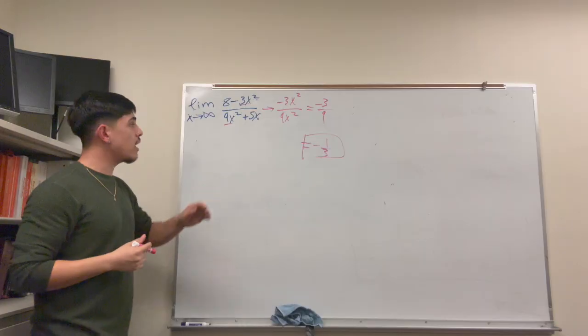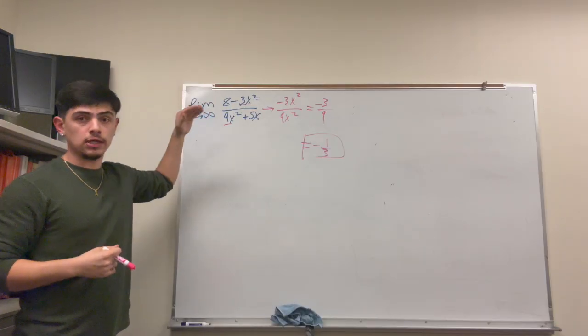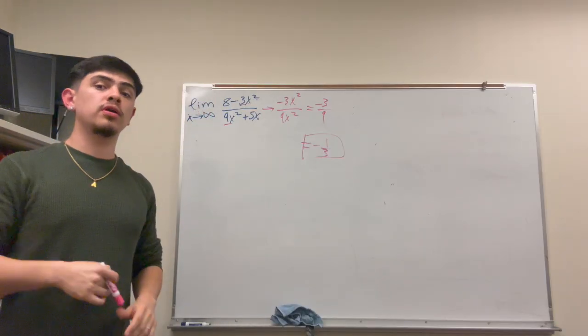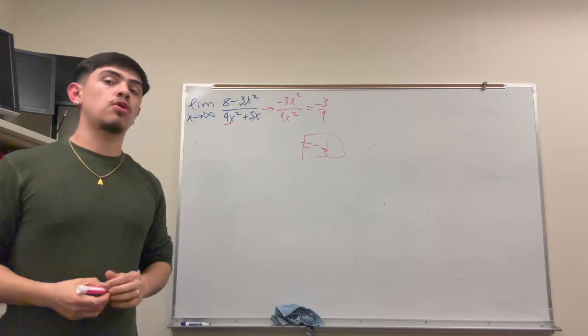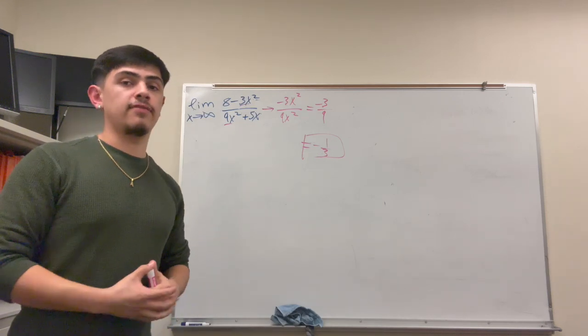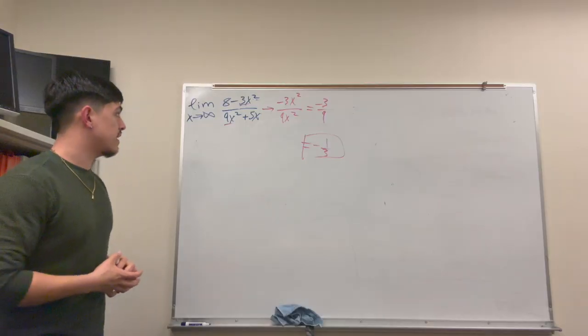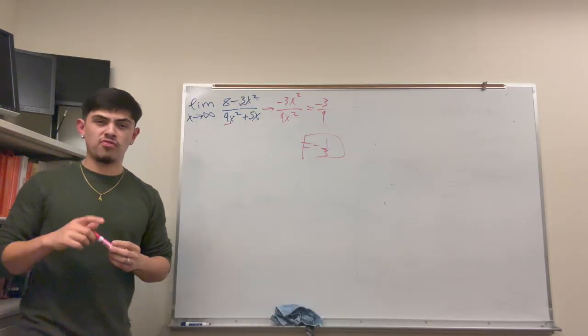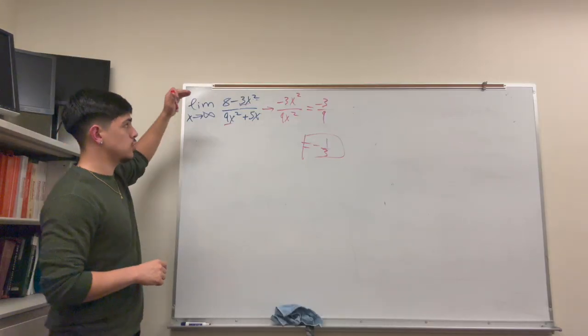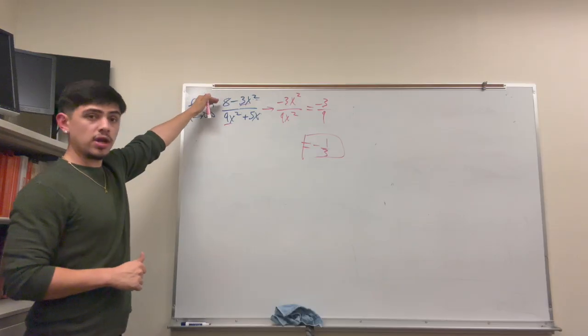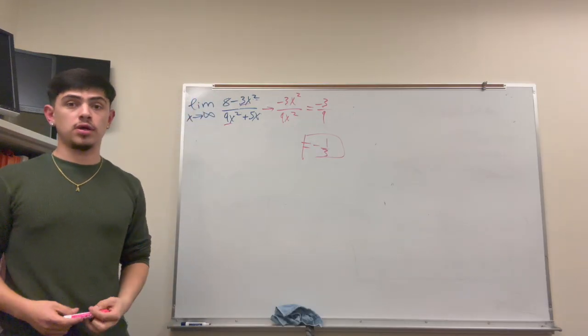That's our limit. So when we have rational functions like this, always look at the degree of the numerator and the denominator, and you can tell right away what the behavior of the limit is going to be. So that's very nice. I'm going to show you a few more examples of what happens when we have a numerator that's greater or a denominator that's greater.